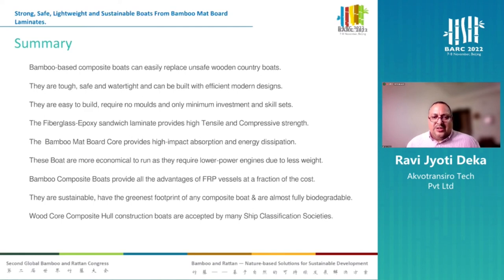The bamboo composite boats provide all the advantages of a fiberglass vessel, but at a fraction of the cost, at a much lower cost. They are sustainable. They have the greenest footprint of any composite boat. They are almost fully biodegradable. And such wood core composite hulls are accepted by many ship classification societies, so there is not going to be any problem in registering these boats.